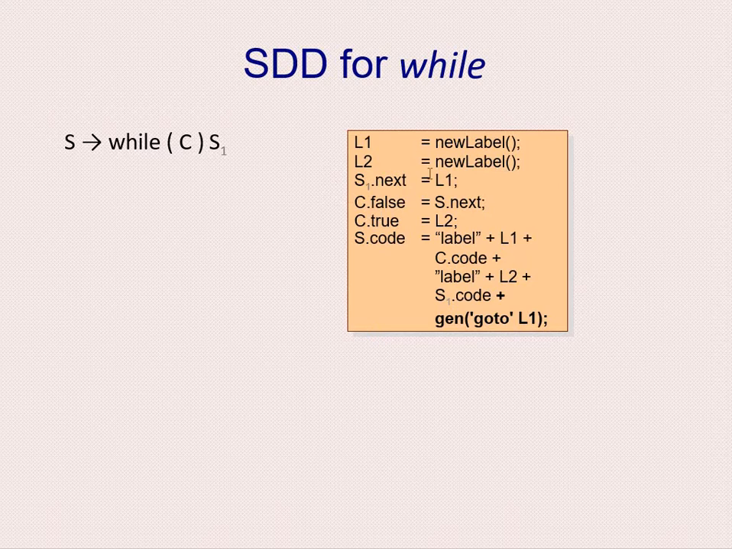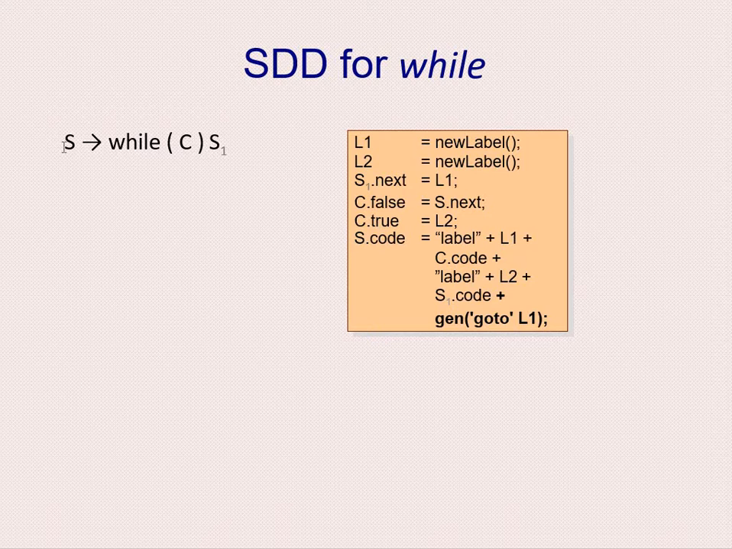Then S1.next will be the value of whatever we have got here, L1. So C.false, if this one is false, based on that we can find the value of this one. So when this condition is true, then only we will go inside the body of while.